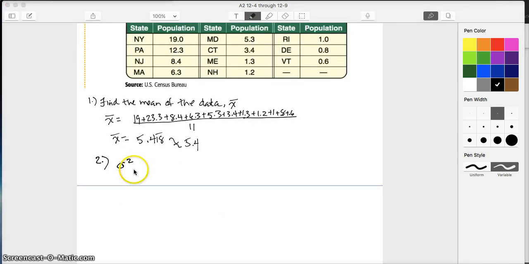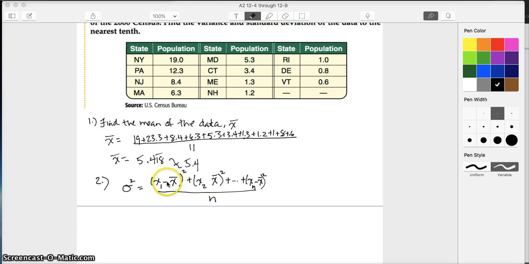The next step, step 2, is to find the variance, which we knew is lowercase sigma squared. To find that, remember, we're going to find the difference between each term and the mean, square those differences, add all of them up, and then divide by the number of numbers. I know this is a little bit much doing it by hand, and we'll explore whether technology can help us.